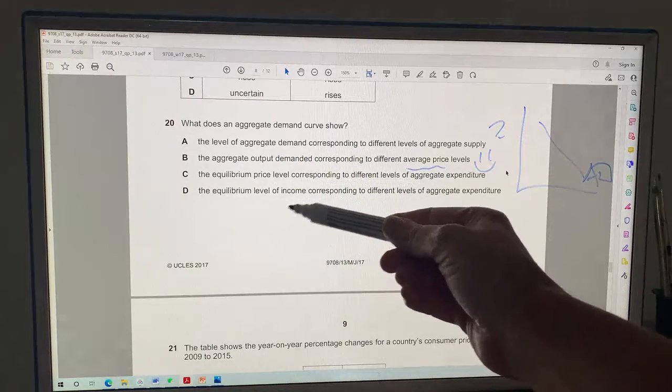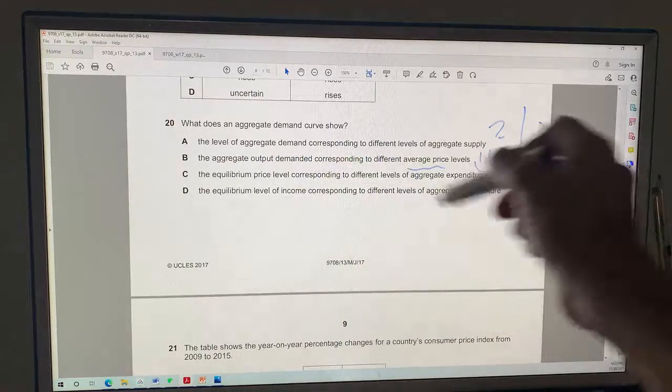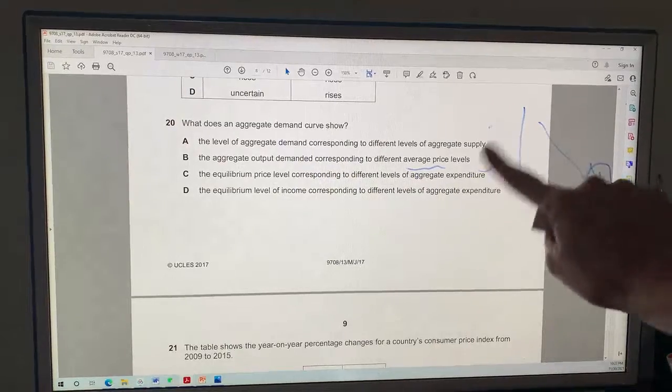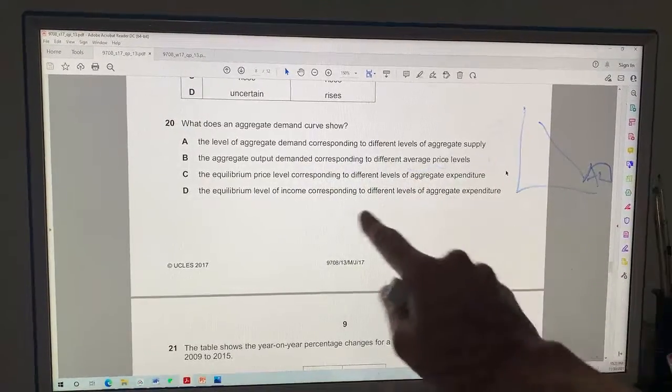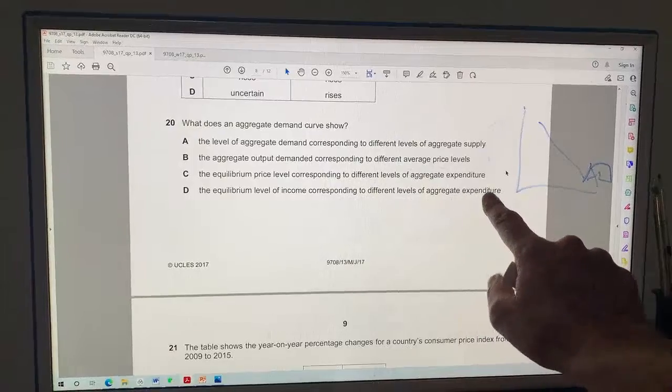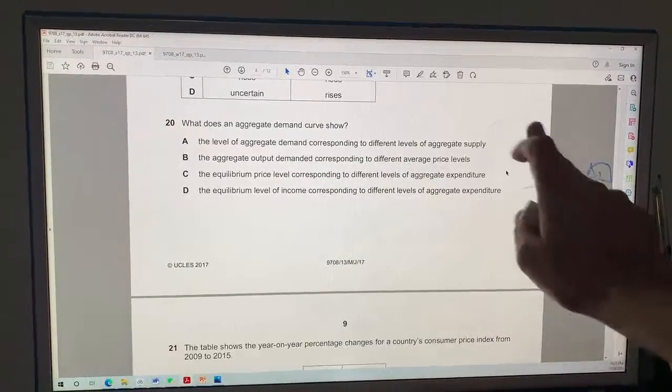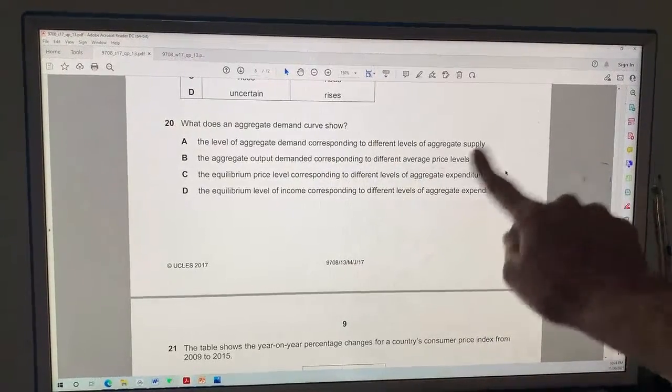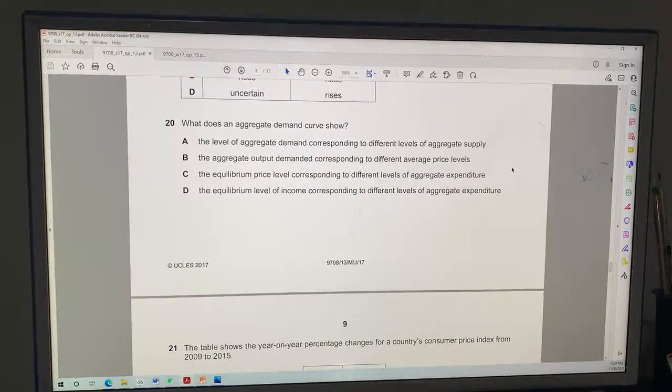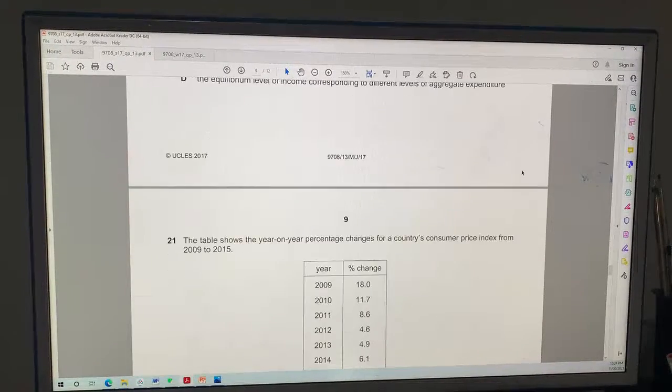D says the equilibrium level of income. No. It's just aggregate demand, corresponding to different levels of aggregate expenditure. No, it's just a demand curve. Answer for 20 is B.